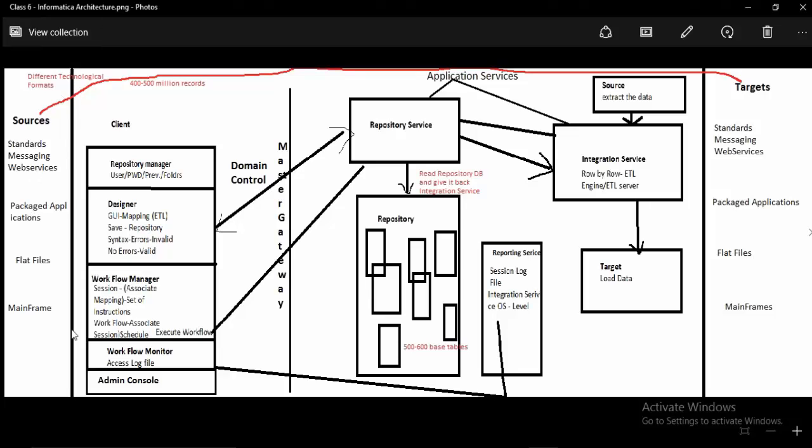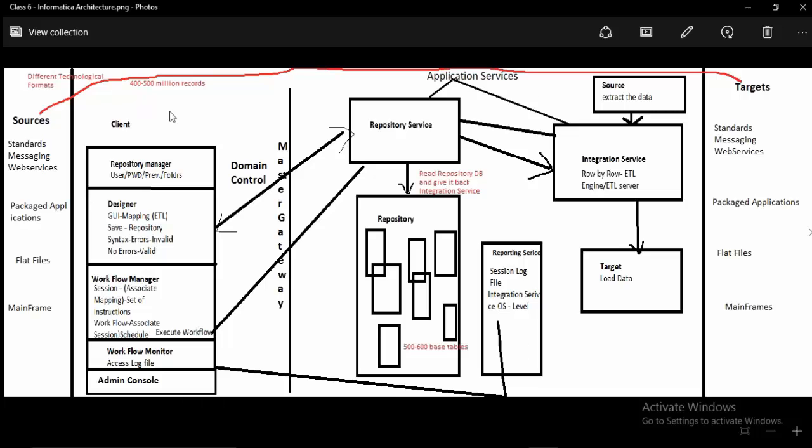Here, the left part before this vertical line shows the different source systems. Are you able to see the right part as well? Yes, I can see. Right, the right part is the target system. In the middle of the source and target, all of this is the Informatica architecture.